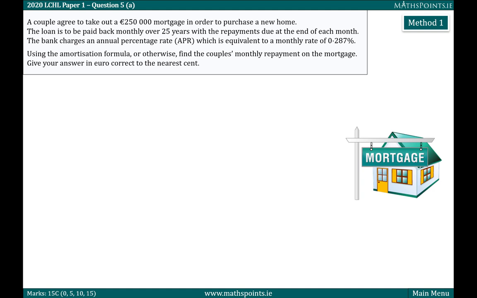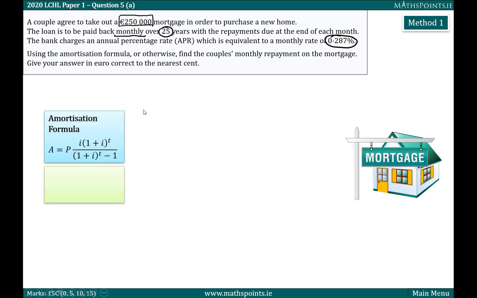So a couple agreed to take out a 250,000 mortgage. So they're getting that mortgage today, and the loan is going to be paid back monthly, that's very important, over 25 years. Now here they actually give us the monthly interest rate. We didn't have to take a yearly one and work it out to be a monthly one. They just gave us the monthly interest rate, so it's 0.287% per month they have to pay back. What we do have to do though is realise that 25 years, we have to turn that into months. So 25 times 12 is equal to 300 months.